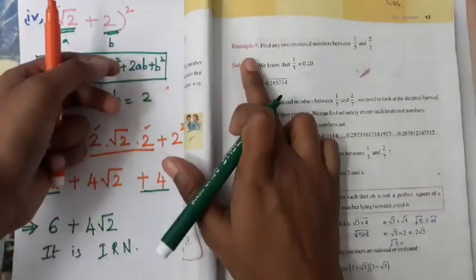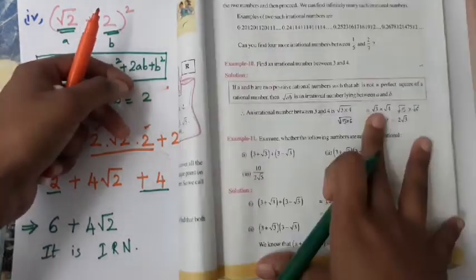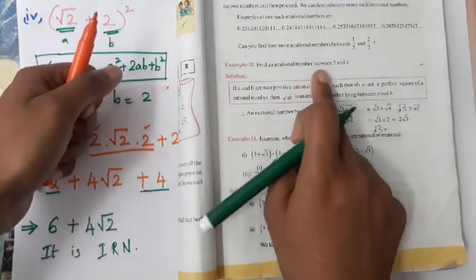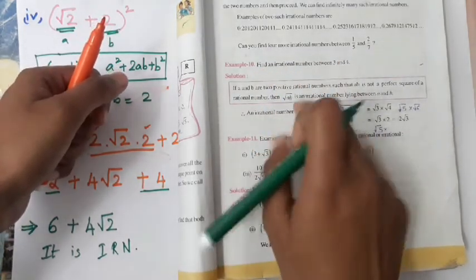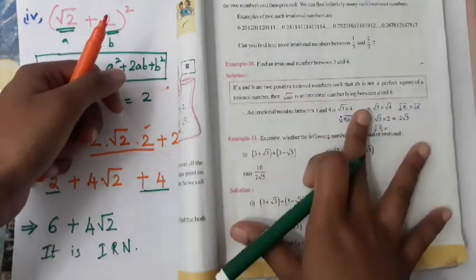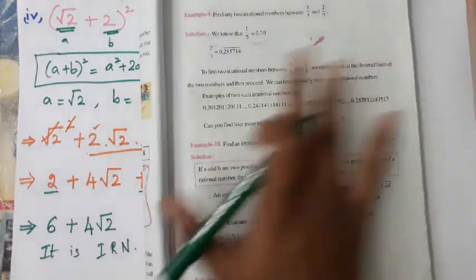Today we have taken example 9, example 10 and example 11. So we have completed it. In example 10, two methods are there for finding an irrational number between 3 and 4. The two methods I have explained. This we have completed. I hope you all have understood it.